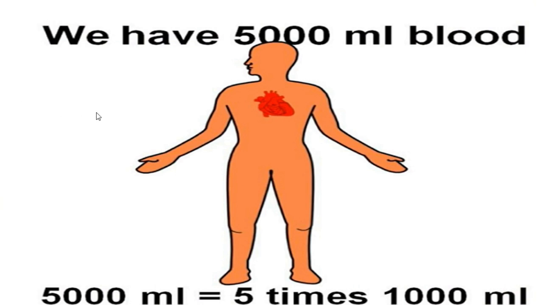Dear children, this is for your information that we have 5000 ml blood in our body. And come on, tell me, 5000 ml means how many liters? Yes, very good. 5 times 1000 ml is nothing but 5 liters. Okay, remember this. So you have to drink water more.